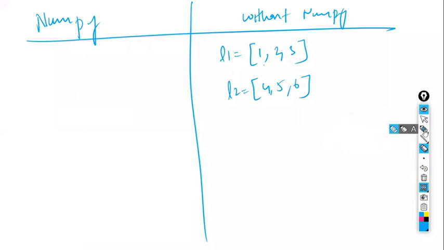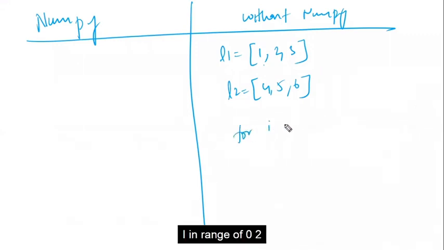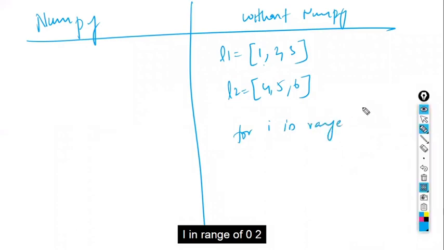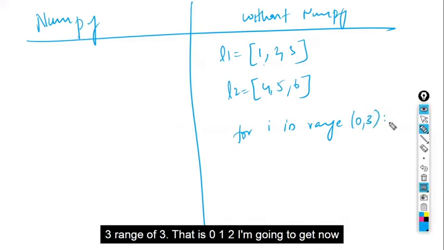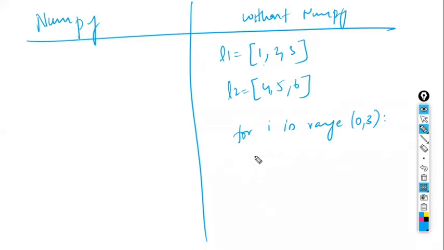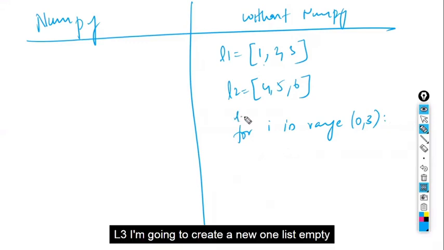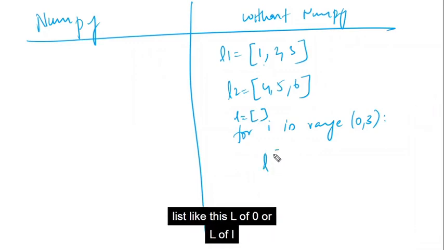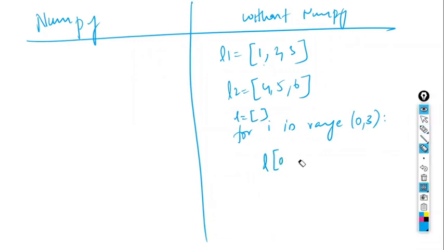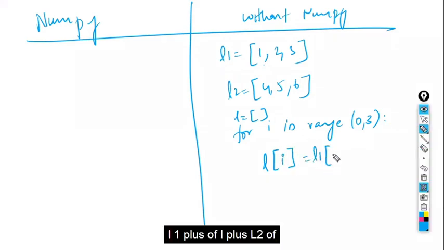Now, for i in range of 0 to 3. There are three elements, so range of 3, that is 0, 1, 2. I'm going to create a new empty list, L3. L of i is equal to L1 of i plus L2 of i.